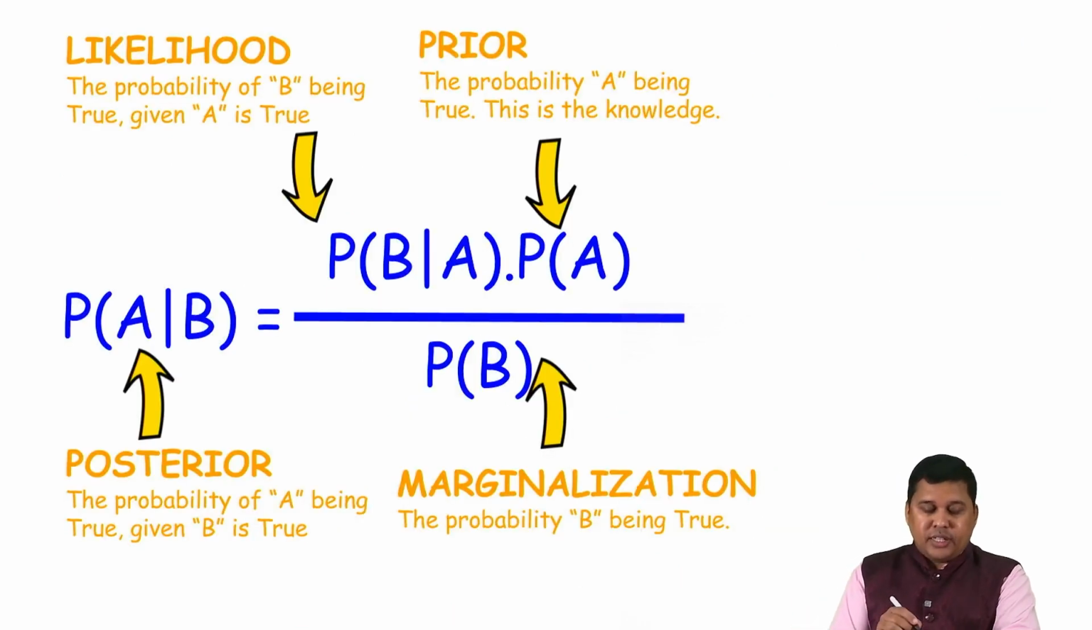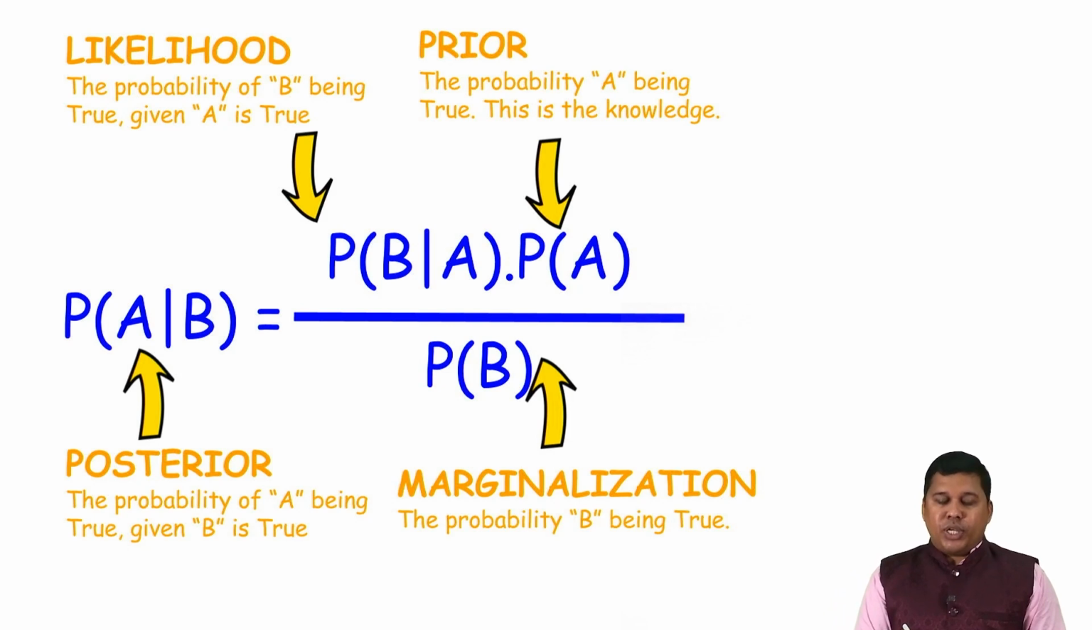In this formula there are different terminologies we use. P(A|B), the probability of event A happening given that B has already occurred, is called the posterior. Next, what is P(B|A)? It is called the likelihood.